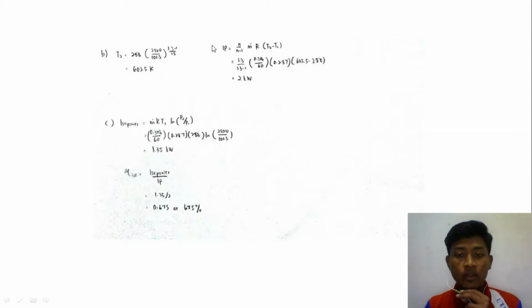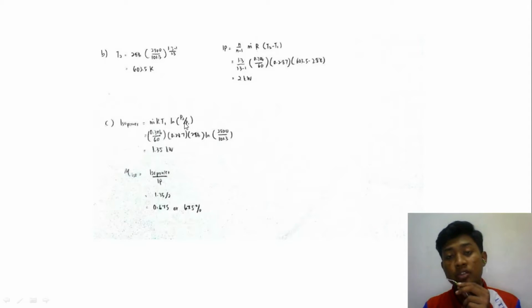This is the formula for indicated power: n over n minus 1 times m dot times R times temperature 2 minus temperature 1. So we substitute all the values into the formula, and we get the indicated power value as 2 kilowatts. Okay, moving on to the last question.